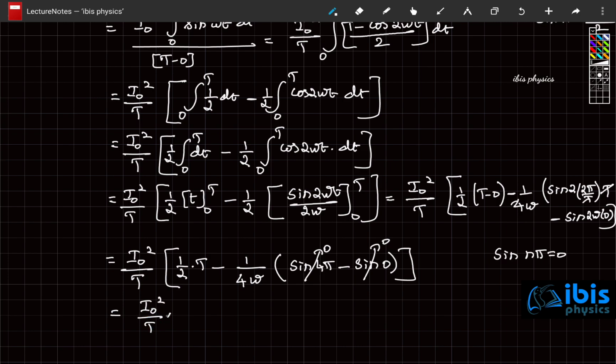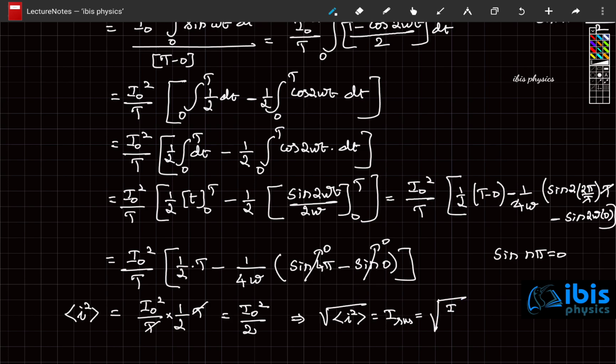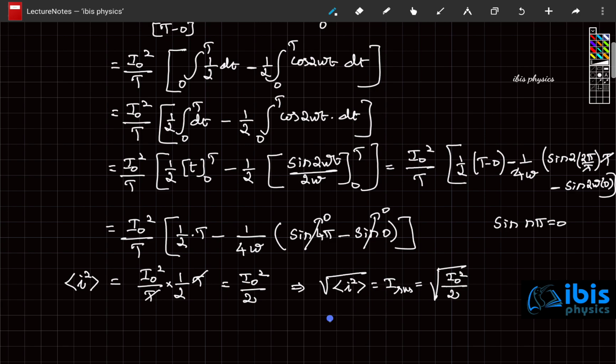So I naught square by T into 1 by 2 into T. T and T will be cancelled. So the average value of I square is I naught square by 2, which means the square root of that, called I RMS, equals the square root of I naught square by 2, which means I RMS equals I naught by root 2. Similarly, we can also prove that V RMS is equal to V naught by root 2.